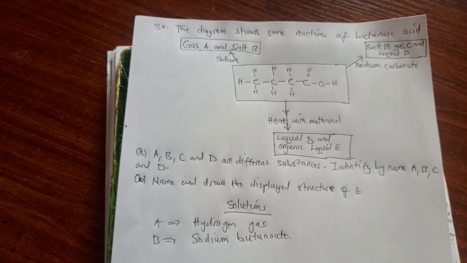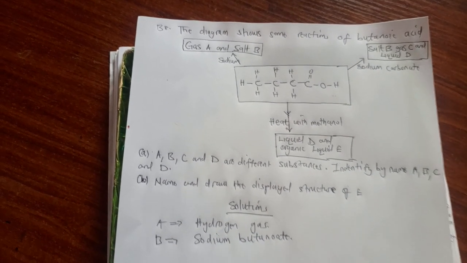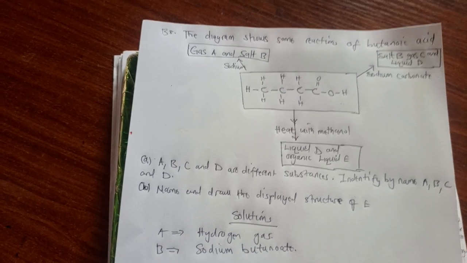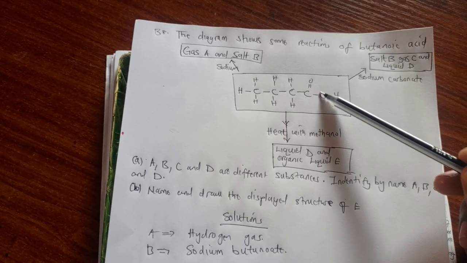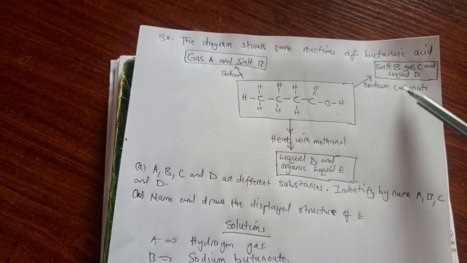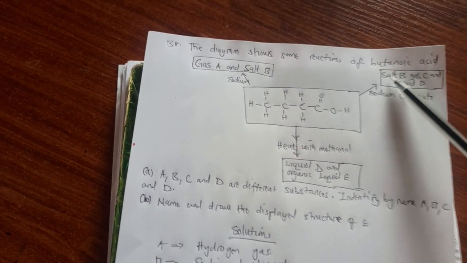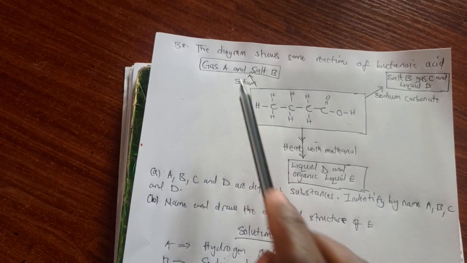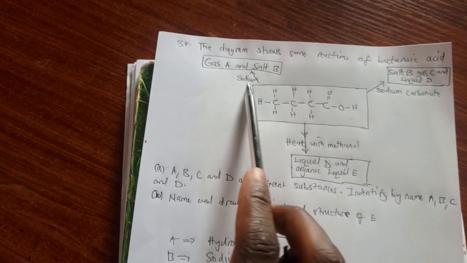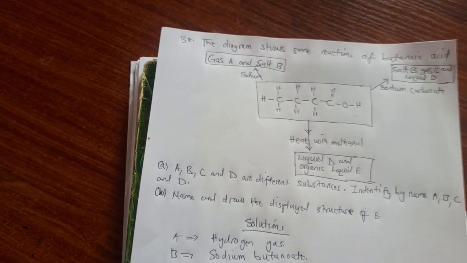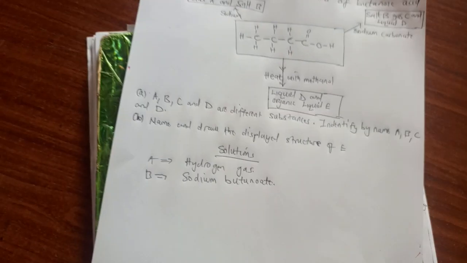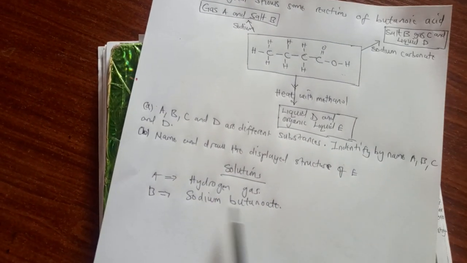Next, we have also been asked to identify C. Where is C? This is where the same butanoic acid reacts with sodium carbonate to produce salt B, gas C, and liquid D. The salt B here is the same as the one before, because in this reaction there is sodium, and in the other reaction there is sodium carbonate. Still, the salt will be the same since in both reactions sodium is present. So on this side too, salt B is sodium butanoate.